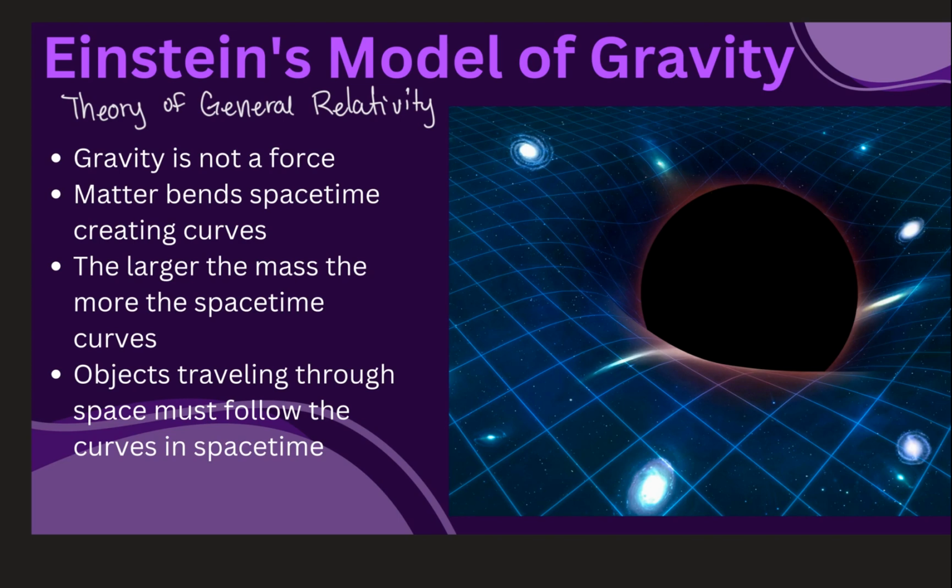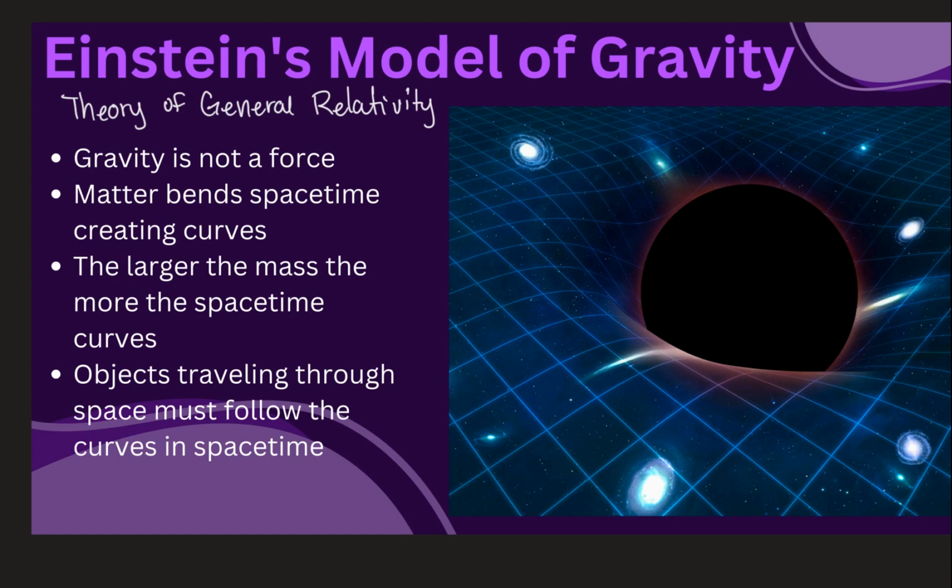There is nothing that is pulling me down to the earth. Instead, there is nothing that is pulling the planets around the sun. There is no force. Instead, what's happening is that matter bends space-time. So this grid that we're looking at on this image represents space-time.